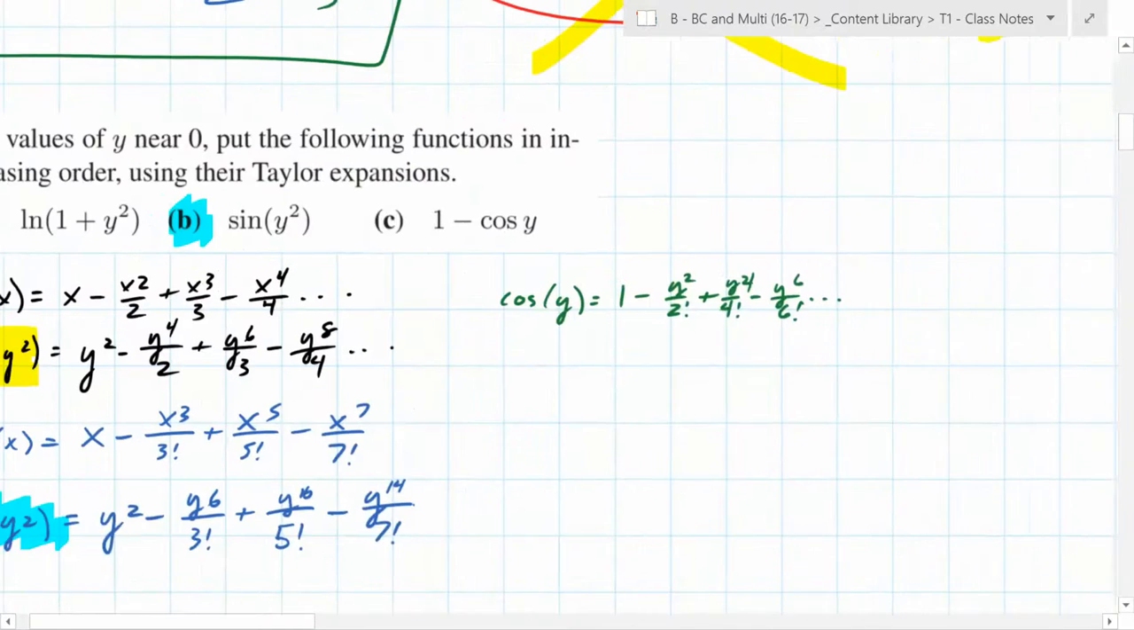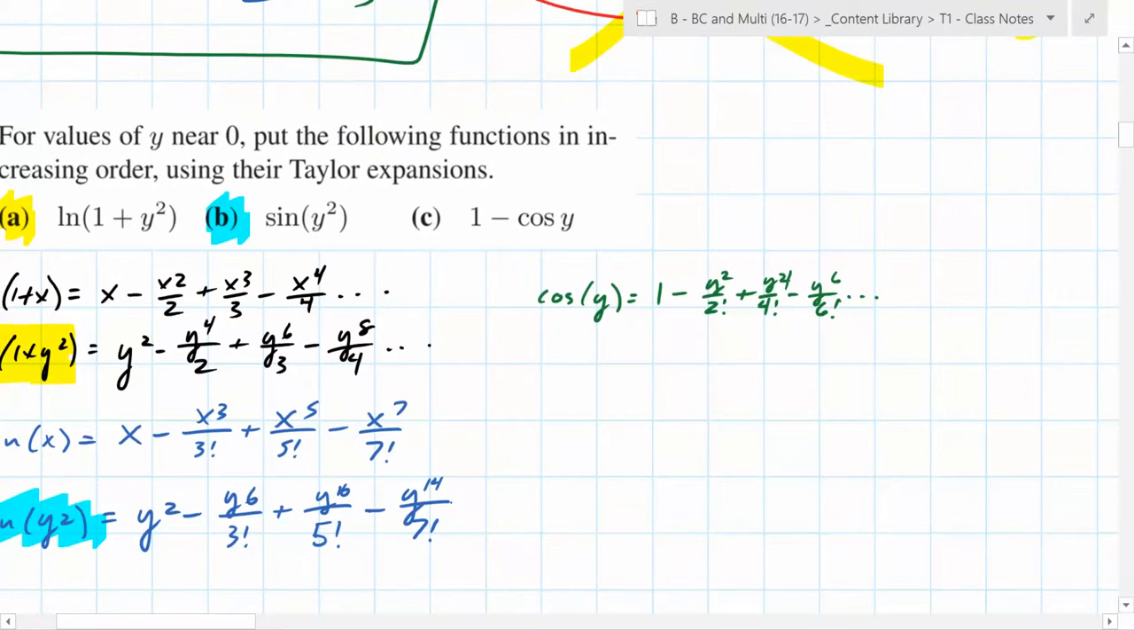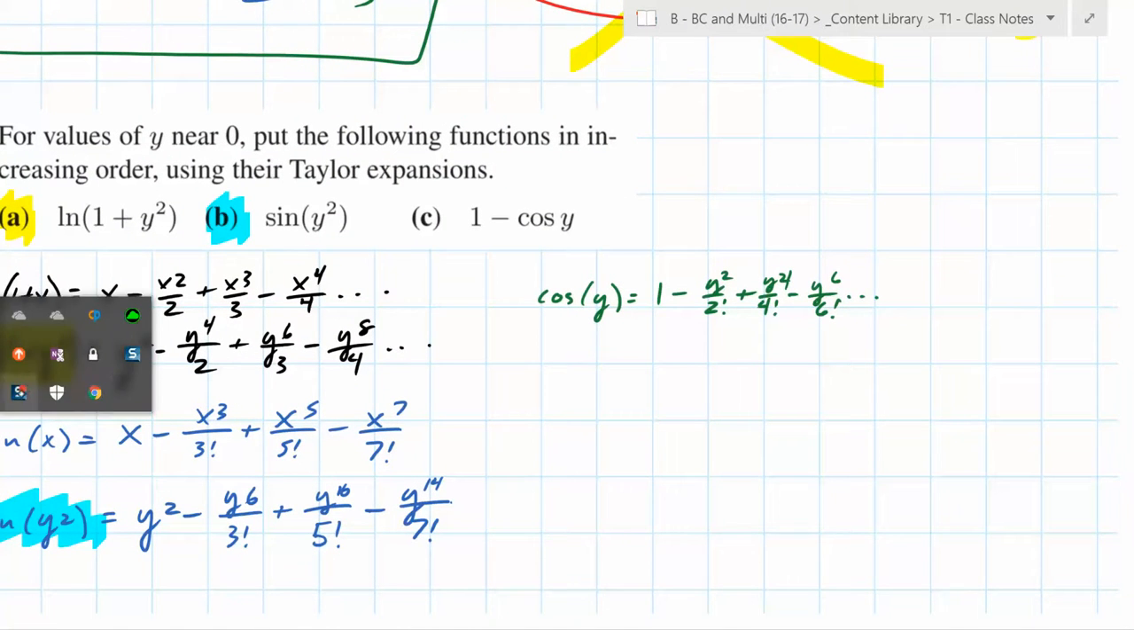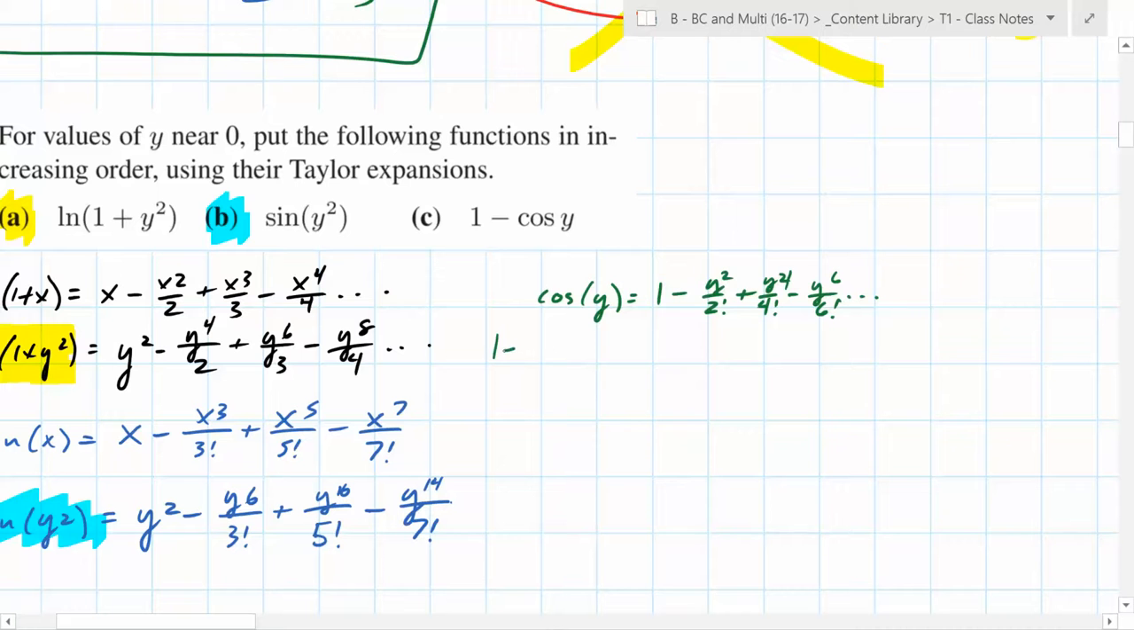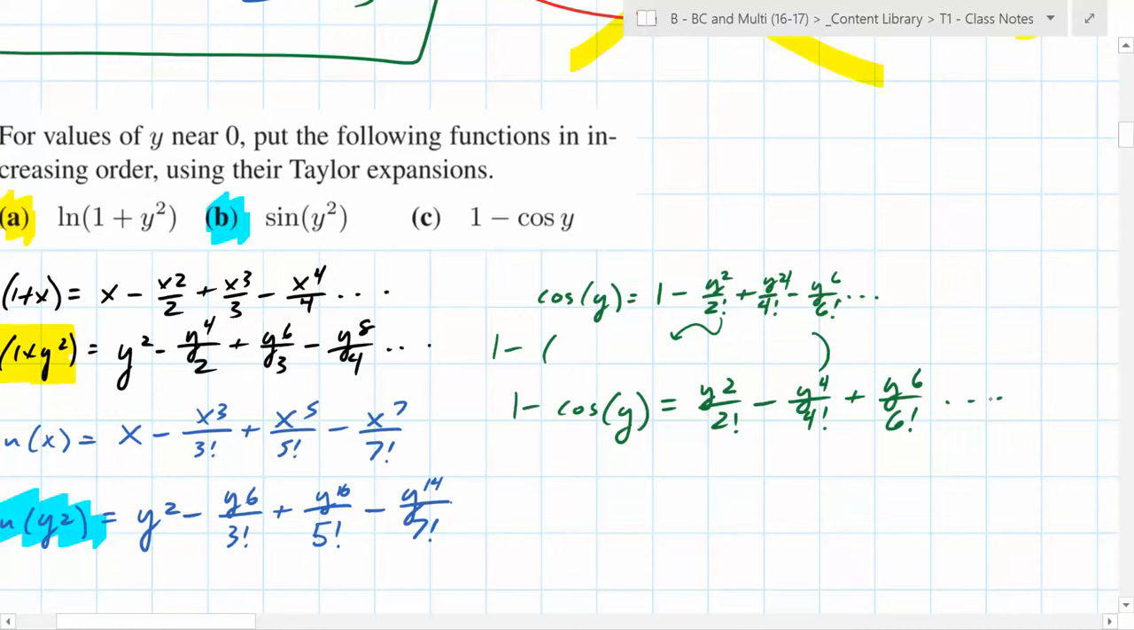But that's not what it's asking you for. It's asking you for 1 minus cosine y. So therefore, what is 1 minus cosine y going to be equal to? y squared over 2 factorial minus y to the 4th over 4 factorial plus y to the 6th over 6 factorial, right?